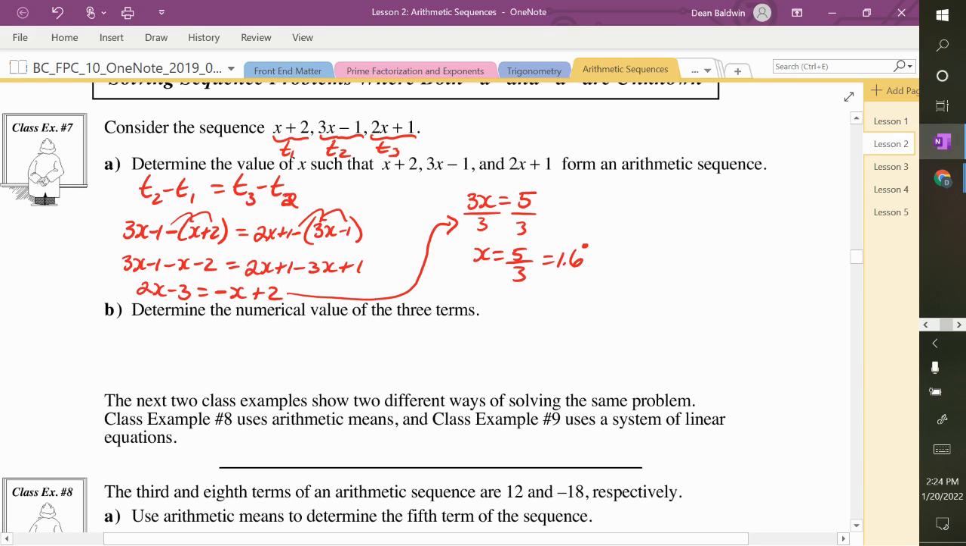How do you find all the terms now? You just put it in for x. If that's our x, it just goes in for x. So the terms, which are x plus 2, 3x minus 1, 2x plus 1, just put 1.6 into them.